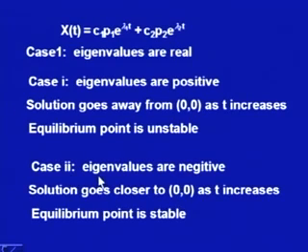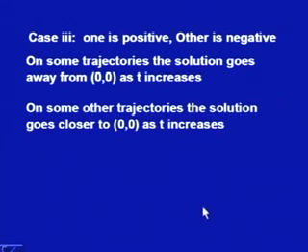While in the second case, when the eigenvalues are negative, then these negative values mean that this term as well as this term will become smaller and smaller as t increases. That means we will be going closer and closer to the equilibrium point (0, 0), and this means that the equilibrium point is stable.